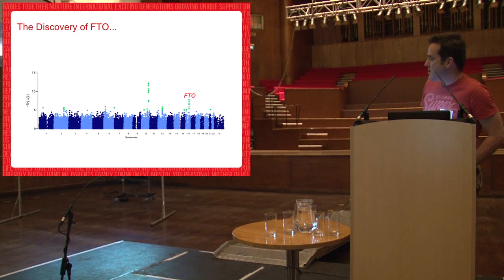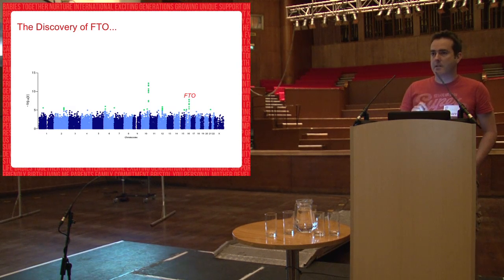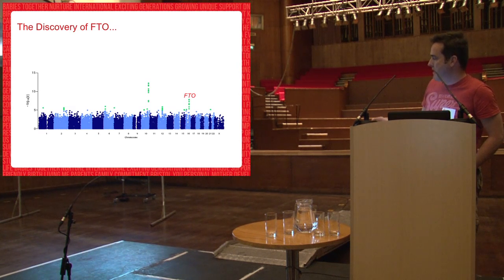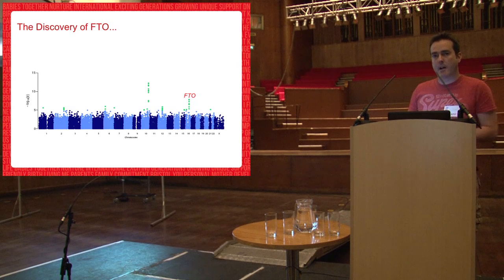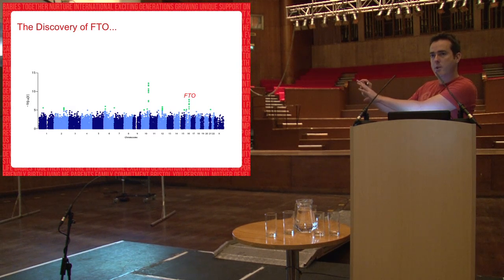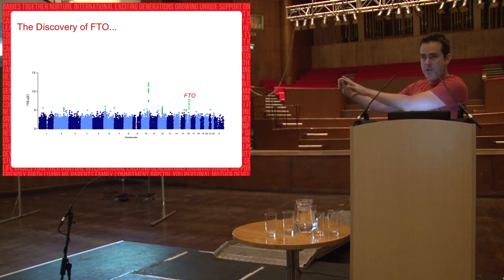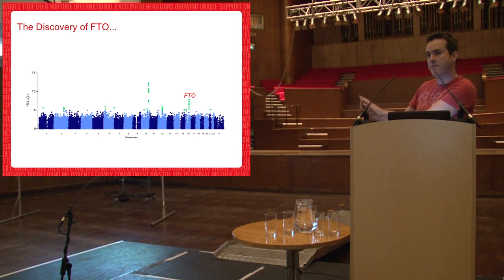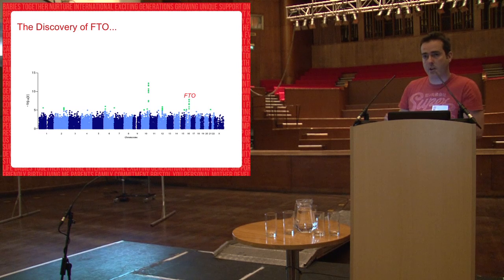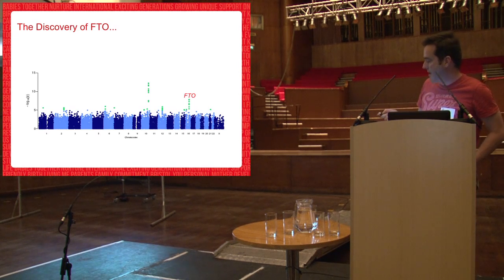So this is a diagram illustrating the discovery of the very first genetic variant underlying obesity. And it's in a gene called FTO. This was found by comparing a whole lot of individuals who were heavier than average to a whole lot of individuals who were of normal weight and comparing their genomes, just like Lavinia was talking about.